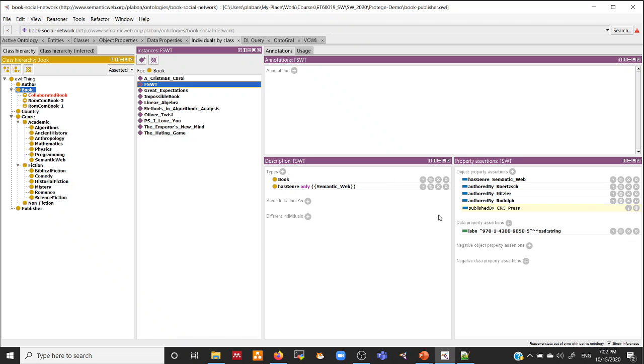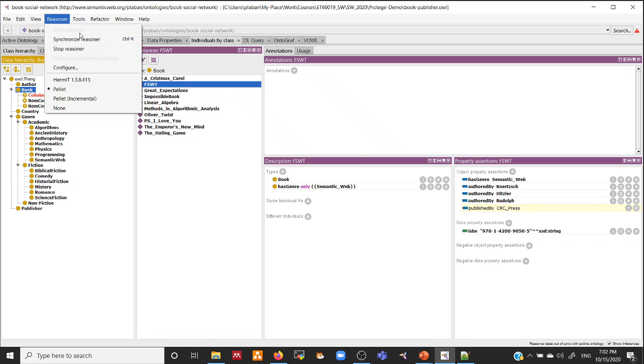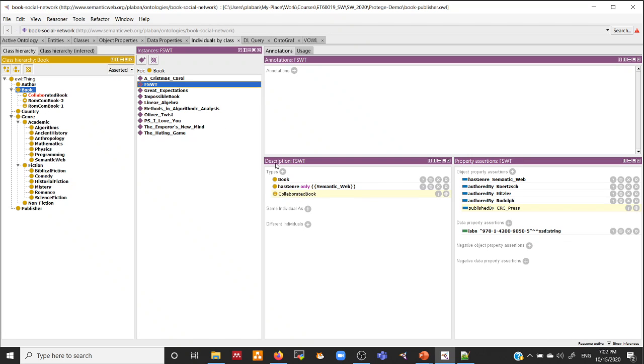Now this FSWT, you can see that there are 3 individuals, Coates, Hitzler and Rudolph. So there are at least 3 authors for this particular book. So by the definition, it should belong to this collaborated book, right? With this, let us try to run the reasoner. If we synchronize the reasoner, you can see that rightly it is coming under this collaborated book. So this FSWT is becoming a member of this collaborated book, right?